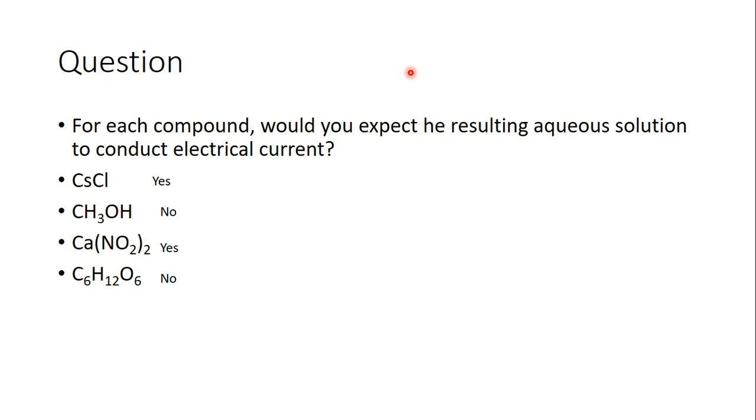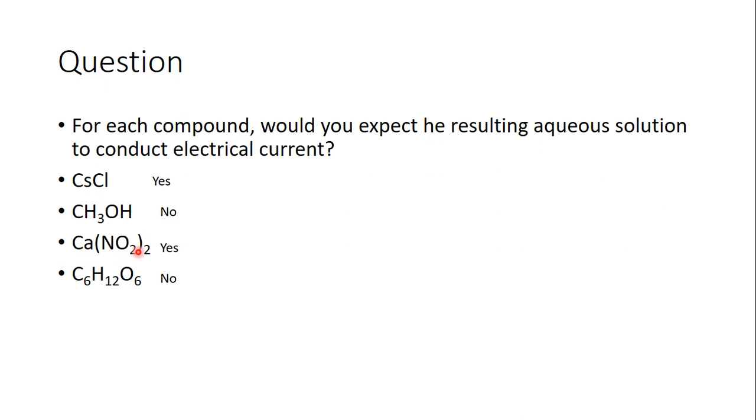All right, let's take a look. CsCl would conduct electrical current because, one, it's soluble, and two, it's an ionic compound. So when it breaks apart, it forms a positive and a negative ion. While methanol is not an ionic compound. It's made out of only non-metal atoms, and so it is covalently bound, so it is not an electrolyte.